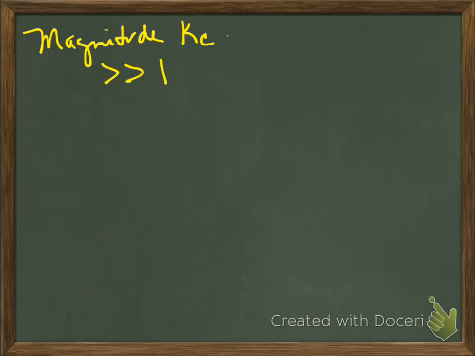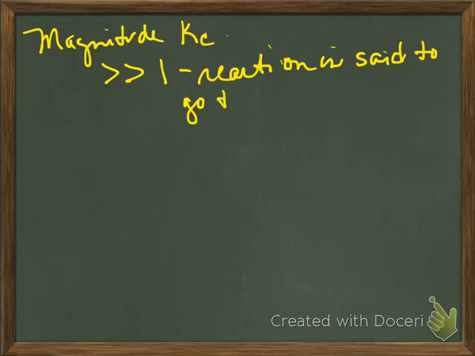Okay. Let's take a look at the magnitude of Kc. If the magnitude of Kc is much greater than 1, the reaction is said to go to completion. Really meaning I have way more product than reactants.